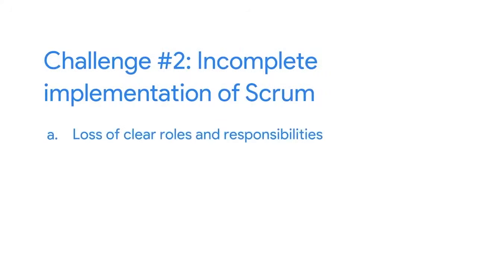Scrum roles, artifacts, and activities are designed to work together as a set. If you only partially implement them, you might end up reducing their benefits. Incomplete implementation of Scrum can cause a lot of issues. First, it can lead to a loss of clear roles and responsibilities.